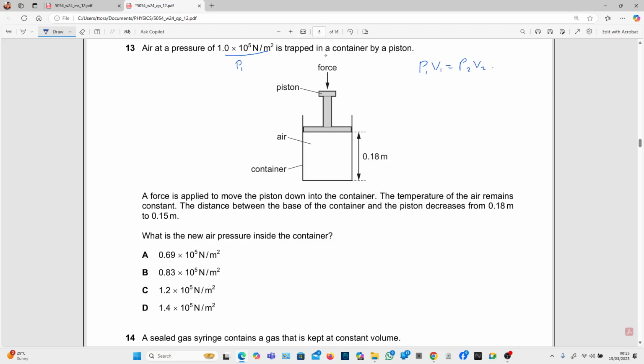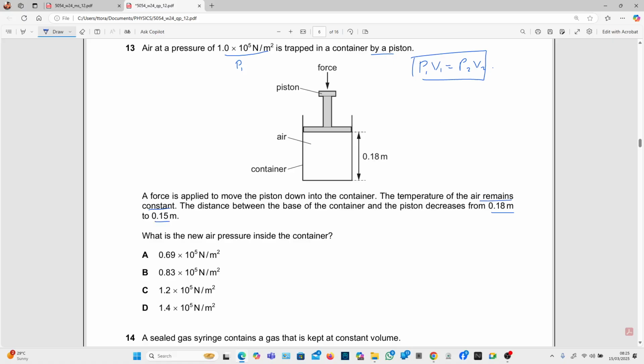Now it's trapped in a container by a piston. A force is applied to move the piston down into the container. The temperature of the air remains constant here, so this formula applies. And the distance between the base of the container and the piston decreases from 0.18 to 0.15.